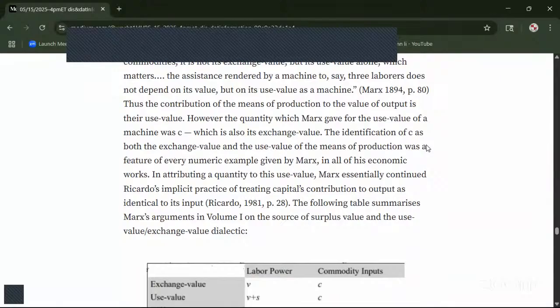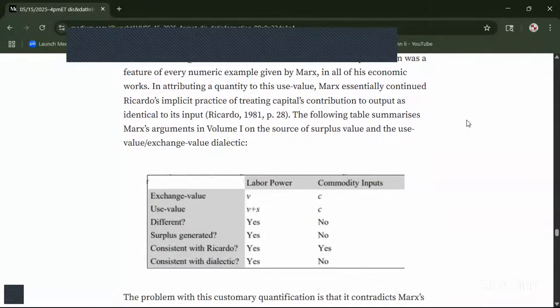And, I think even empirically, if you're taking a critical realist point of view, you go, well, you can't do that. You're making an assumption you can't make. The following table summarizes Marx's argument in Volume 1 on the source of surplus value and the use value / exchange value dialectic. So here you go. You have 2 columns, labor power and commodity inputs. You have exchange value, V for labor power, lowercase c for commodity inputs. Use value is V plus S. Commodity input is still C.